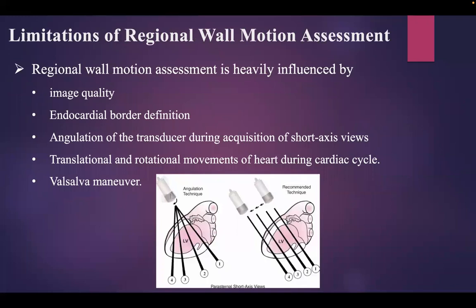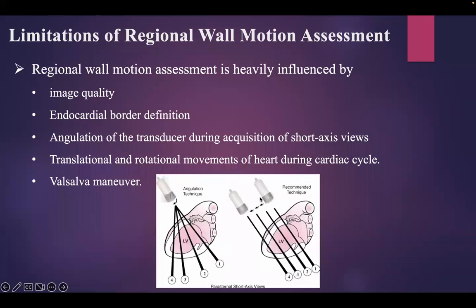The limitation of regional wall motion assessment is that it is influenced heavily by the image quality, the endocardial border definition, and the angulation of the transducer during acquisition of the short axis view, which is very, very important. So here I want to bring to your notice: whenever you're acquiring the short axis, suppose the basal, the mid, and the apical short axis, you should not just angulate the probe, but you should slide the probe so that you get perpendicular views.